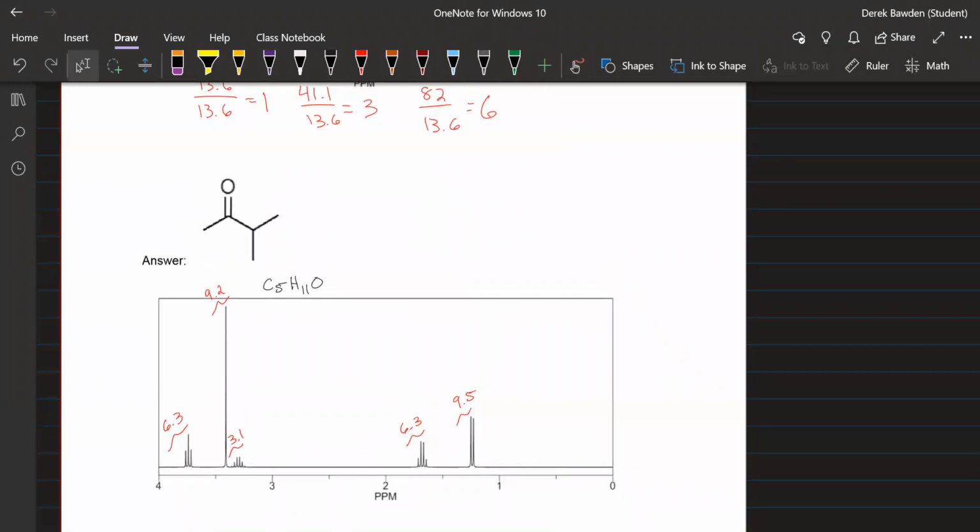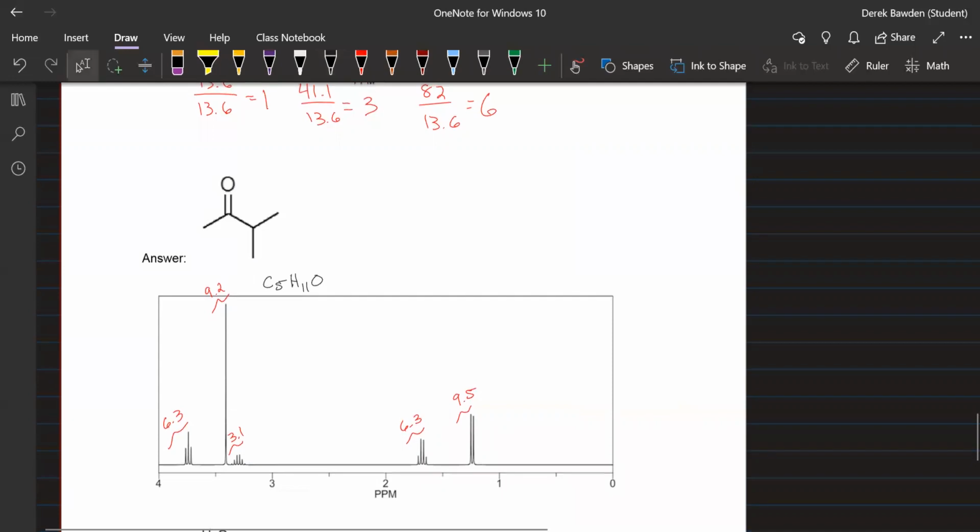All right, a few more peaks we have going on with this molecule. We have a C5H11O. So again, we want to find our ratio. We're going to do 6.3 divided by our lowest number, which is 3.1. We're going to do 9.2 divided by 3.1. We're going to do 3.1 divided by 3.1, 6.3 divided by 3.1, and 9.5 divided by 3.1.